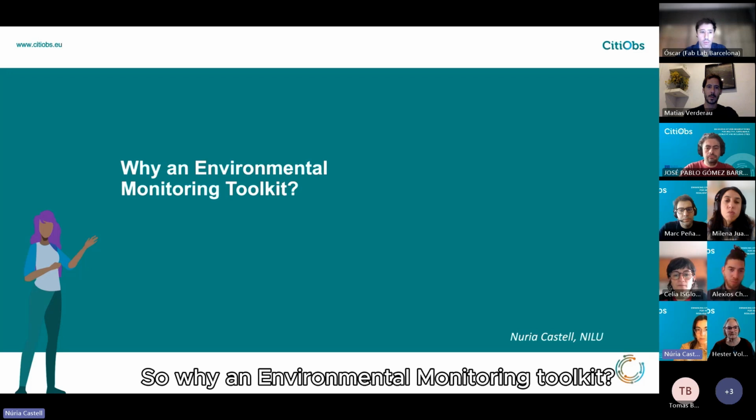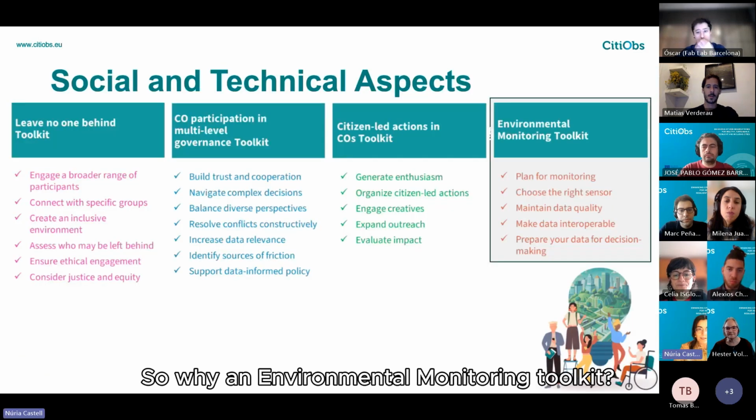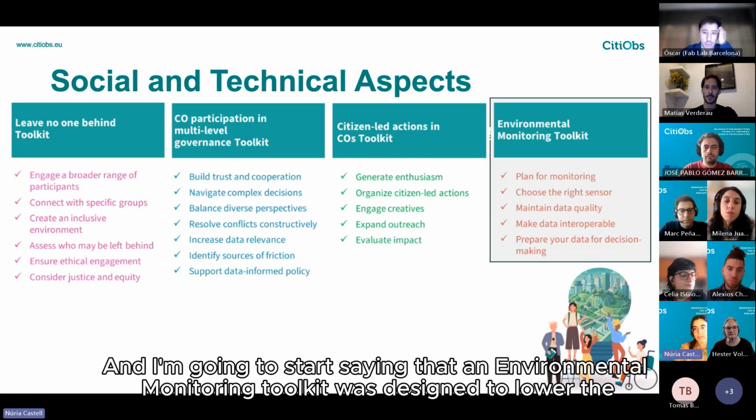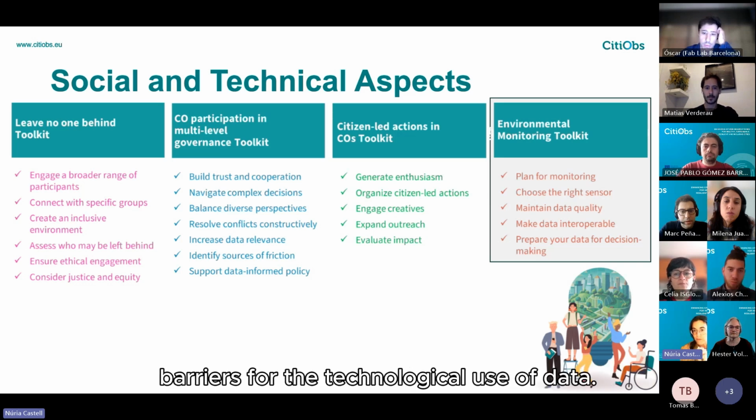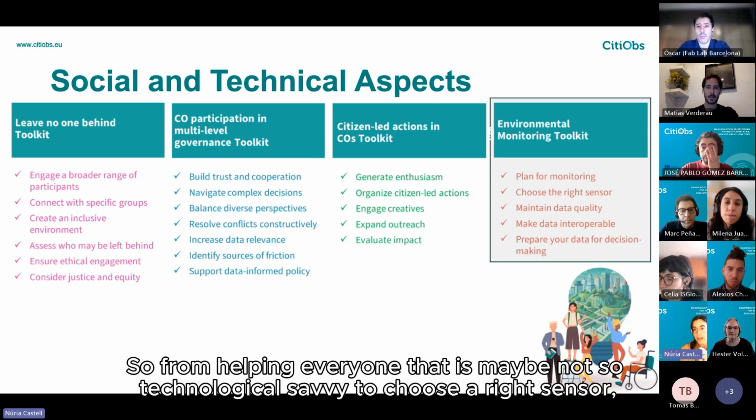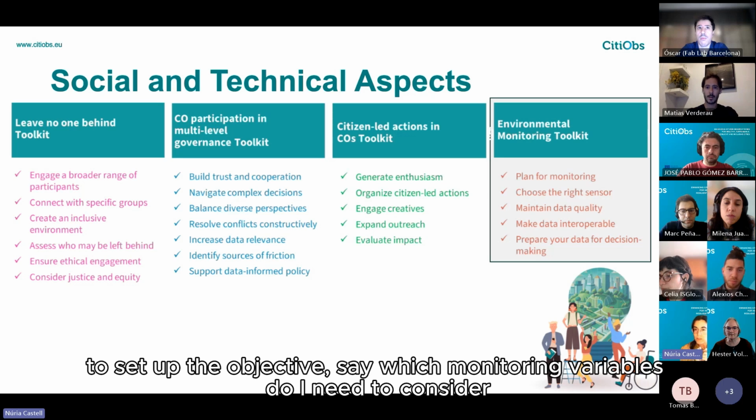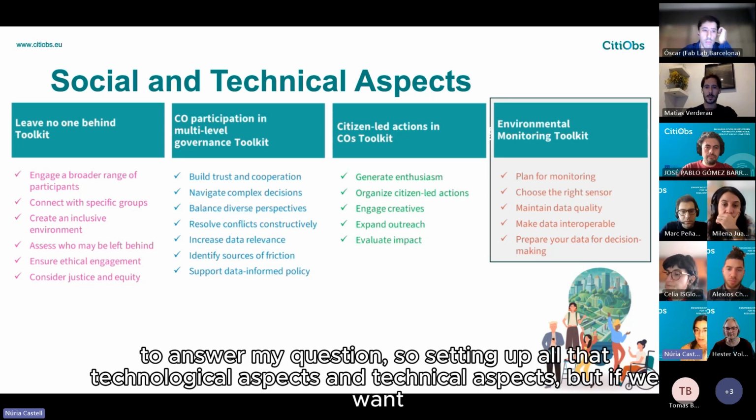So why an environmental monitoring toolkit? I'm going to start by saying that the environmental monitoring toolkit was designed to lower the barriers for the technological use of data. So from helping everyone that is maybe not so technologically savvy to choose the right sensor, to set up the objective, to say which monitoring variables I need to consider to answer my questions. So setting up all those technological and technical aspects.